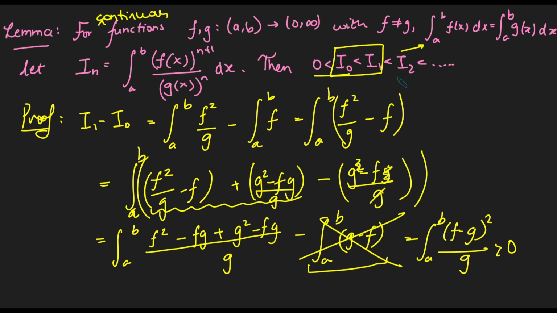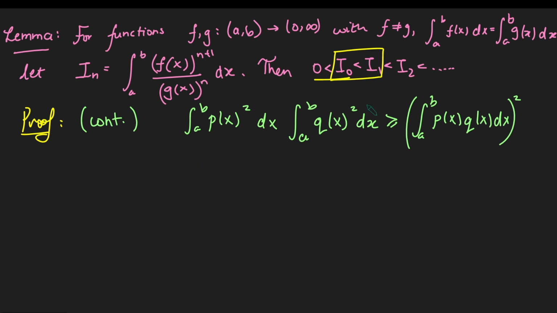Now we still need to prove all the remaining inequalities, but to do that we can use a very nice trick. Okay, so we're going to prove the remainder of these inequalities by using the Cauchy-Schwarz inequality, which I've written here. This just says that the integral from a to b of p of x squared dx multiplied by the integral from a to b of q of x squared dx is at least the integral from a to b of p of x times q of x dx, and then that whole integral squared. Now, how do we use this here?